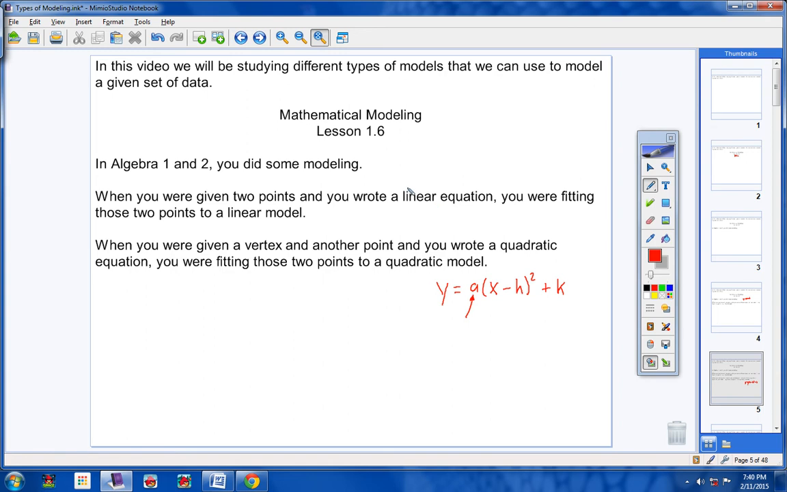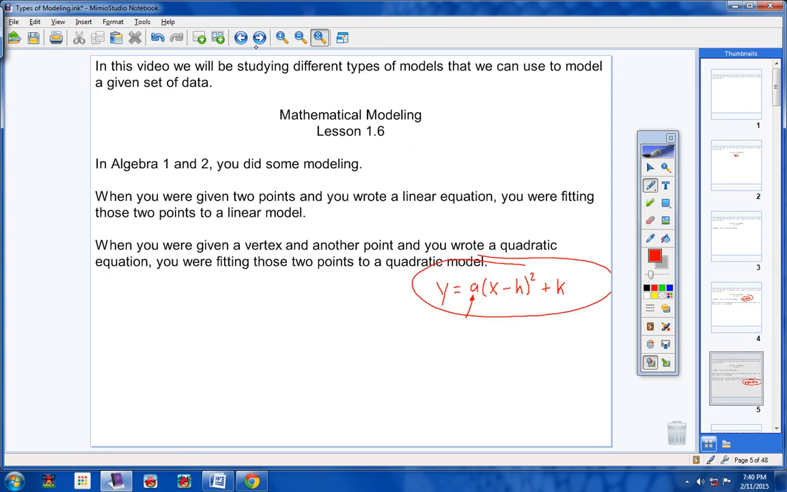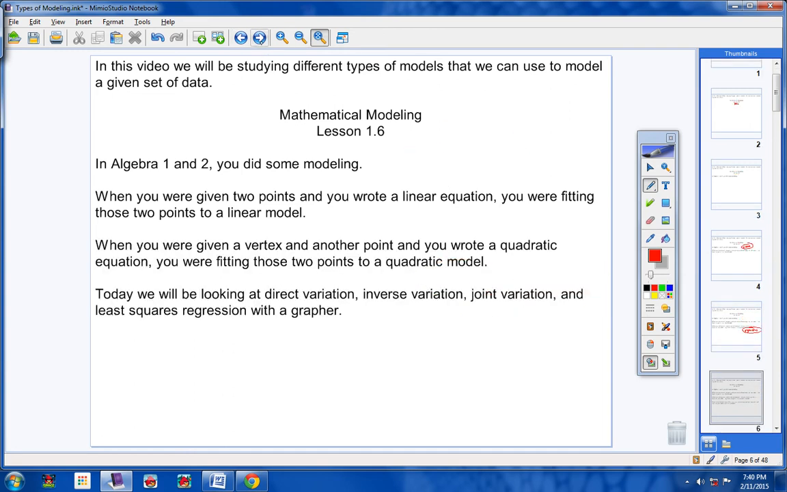Okay, so you've done mathematical modeling before. You might not remember it, or it might not have been called this, but it's the exact same thing, where you're given a formula like this model here, or a formula like this model here, and you write an equation. So that's what we're going to do today.